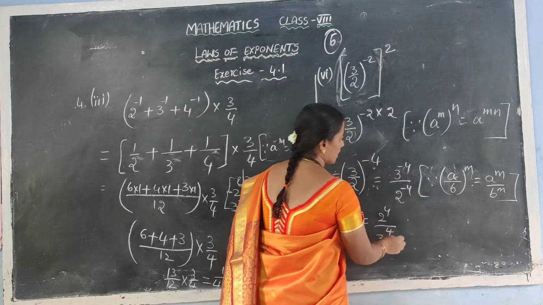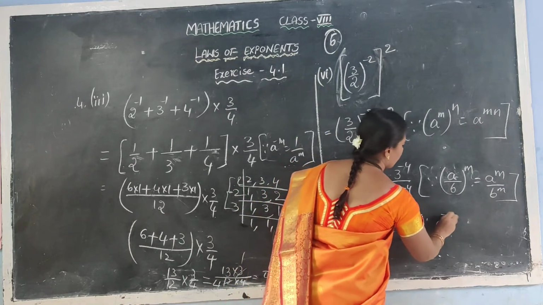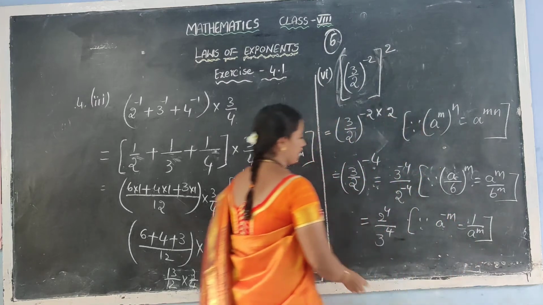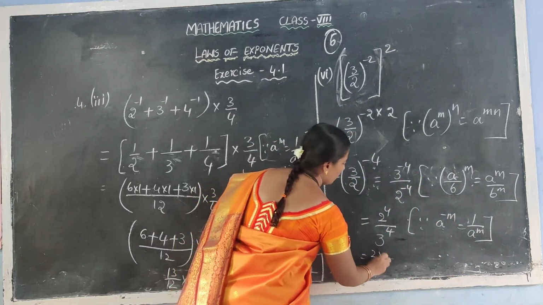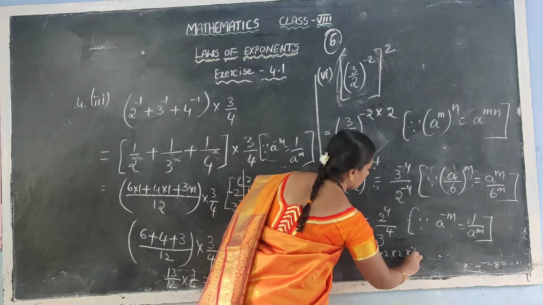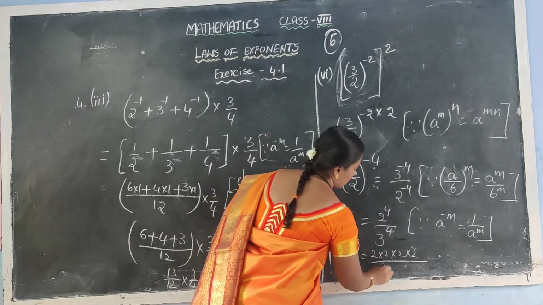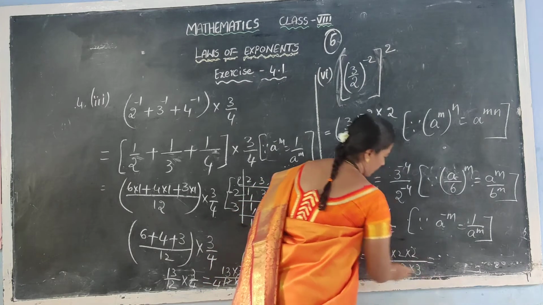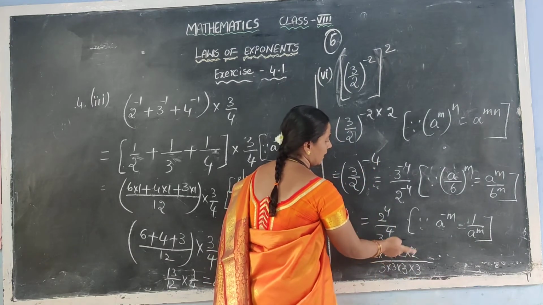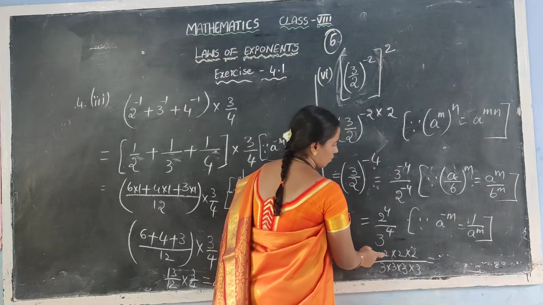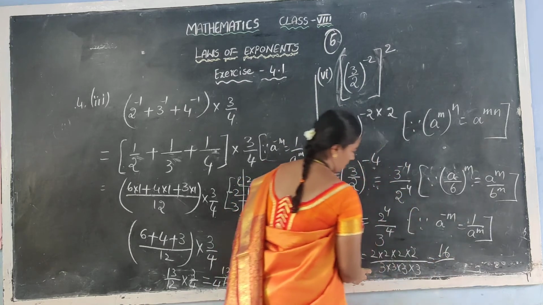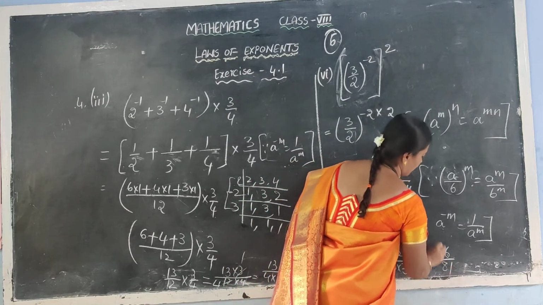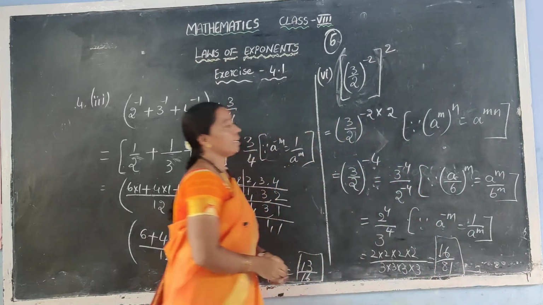Now see here, depending upon a power minus n equals 1 by a power n. Okay, so 2 power 4 means 2 into 2 into 2 into 2, and 3 power 4 means 3 into 3 into 3 into 3. 2 2s are 4, 4 2s are 8, 8 2s are 16, by 3 3s are 9, 9 3s are 27, 27 3s are 81. Okay, this is our answer.